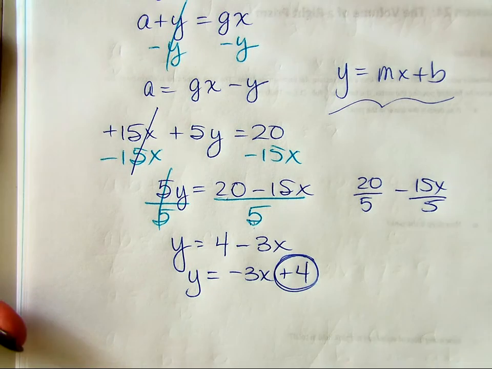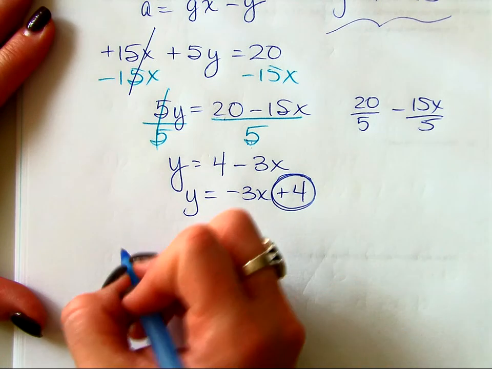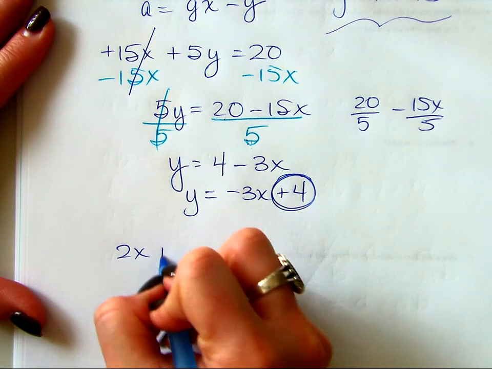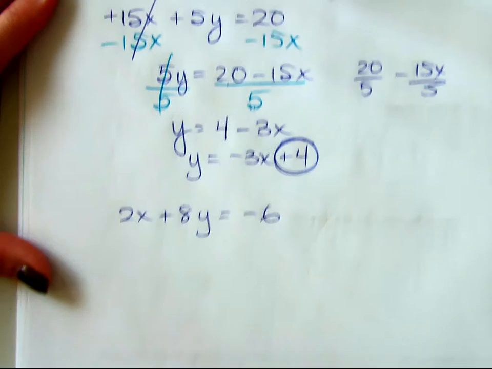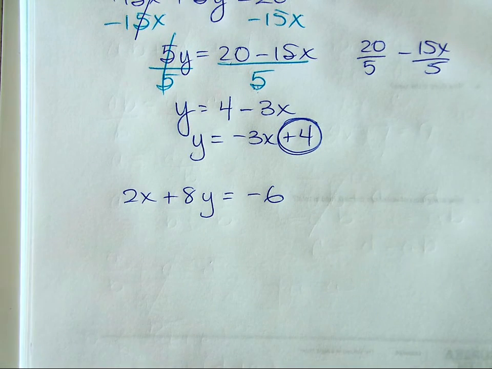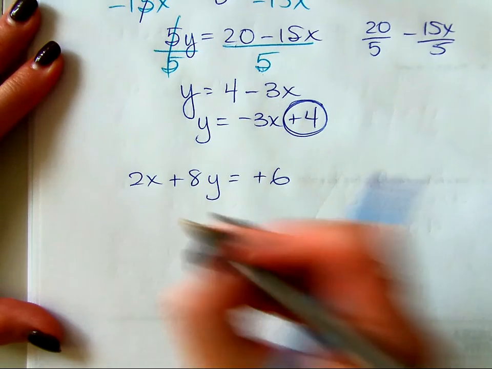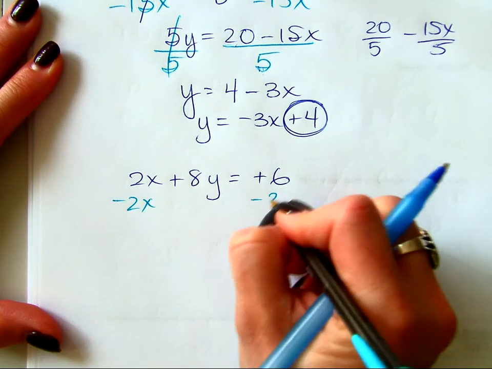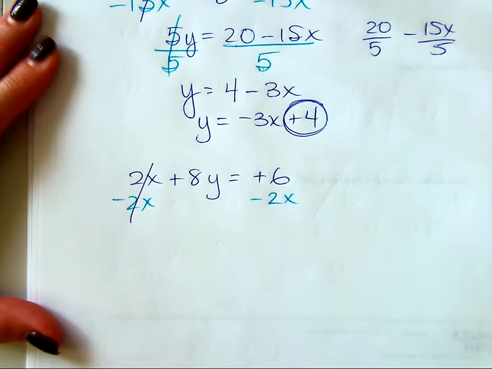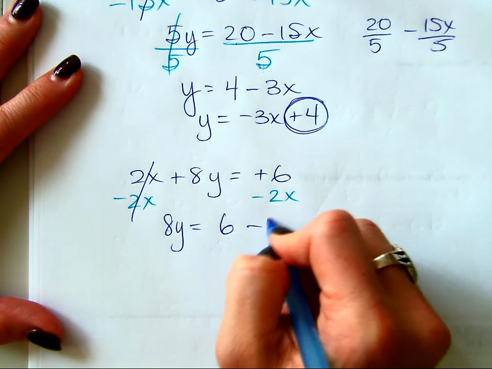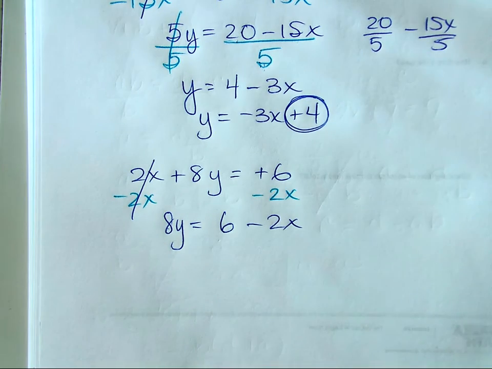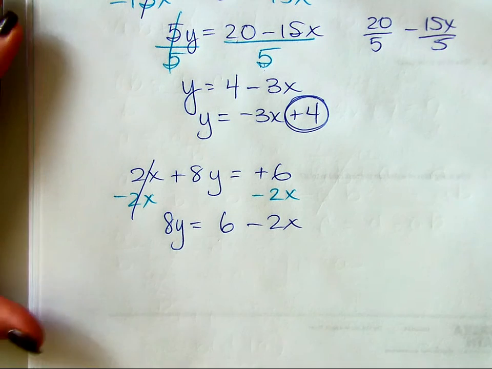Okay? Now, they may not always be that neat. Okay? Bless you. We'll make this a plus. So, first thing I would do is subtract the 2x, which is going to give me 8y equals 6 minus 2x. Then I would divide by 8.